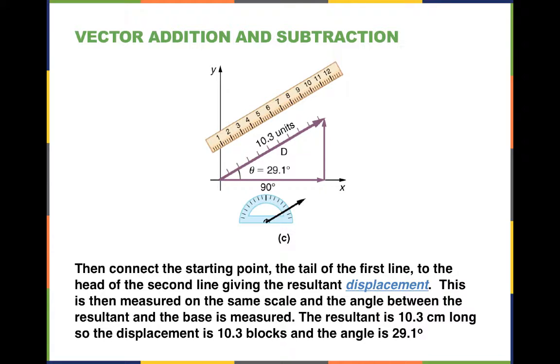Then, using the same scale, you would measure this line, and the line should measure approximately 10.3 centimeters. Then you would use your scale and say that the displacement is 10.3 blocks. Then you would get out a protractor and measure the angle between the x-axis and your resultant displacement line. And this angle would be approximately 29.1 degrees. So this, using the graphical method, shows you the displacement, both its magnitude and its angle, or direction. Notice that we haven't done any straight mathematical calculations here, which is why this is called the graphical method.